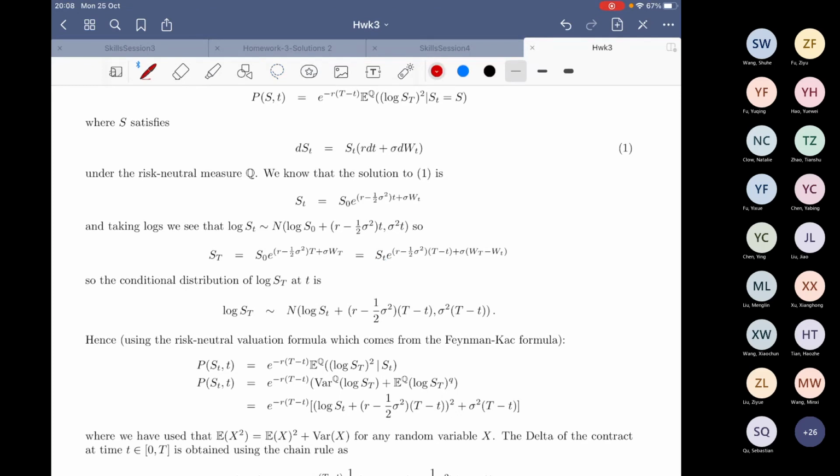So, if we start from this, then it would be S0, e to the (r minus a half sigma squared) t plus sigma Wt, and then times another exponential factor, which is the remaining stuff that relates to what happens from little t to capital T. So (T minus t), still inside the exponential, plus sigma (W capital T minus Wt).